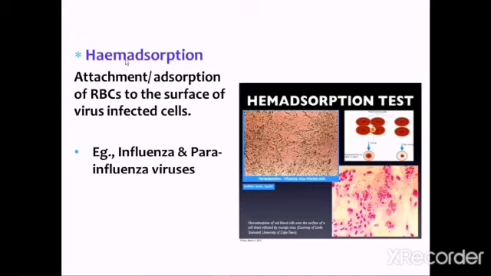Another method is hemadsorption. In this case, there is attachment of erythrocytes to the surface of virus-infected cells. This technique is limited to viruses with a hemagglutination protein on their envelope, such as mumps, parainfluenza, and influenza viruses.